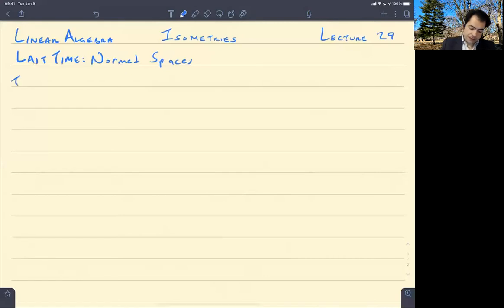This time, we wanted to talk about linear maps that preserve norms. Right, so this is a common theme throughout the semester. Anytime we introduce a new type of vector space, then we immediately want to understand what are the linear maps between vector spaces that preserve all of this structure.